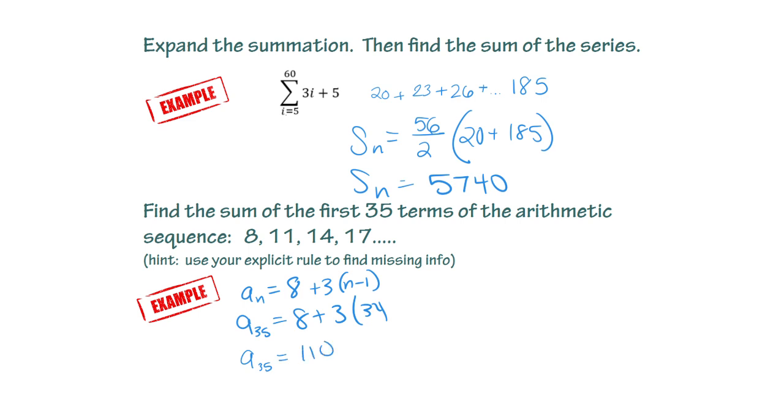So now I know what the last term is. It would be 110. I'm going to use my sum formula then. Take the number of terms, which is going to be 35 terms, divide it by 2, times the first term, which is 8, plus the last term, 110, and we multiply that out. It doesn't matter that that 35 over 2 ends up being a fraction because it's all going to play out in the end. I got 2065.